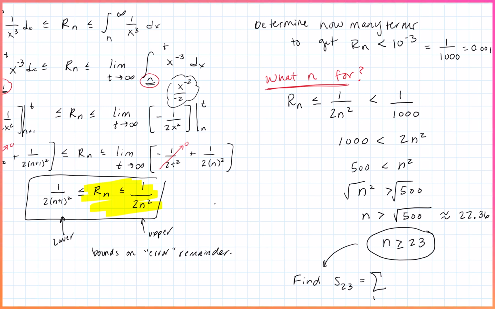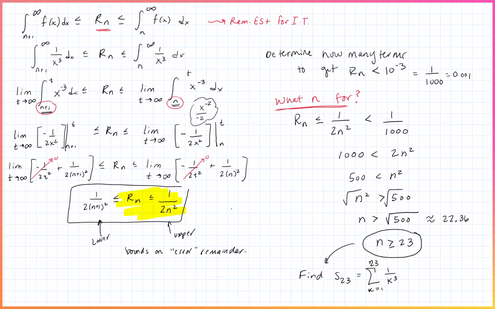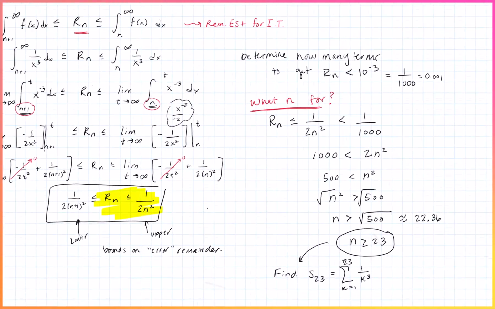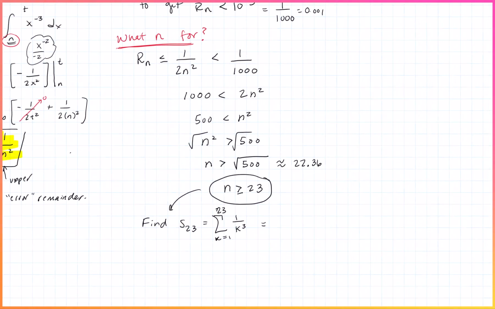Remember what S sub 23 is. That would be the sum from k equals 1 to 23 of, looking back at what series we were looking at, 1 over k cubed. Find that, which is going to be 1 plus 1 over 2 cubed plus 1 over 3 cubed, add that all the way up to 1 over 23 cubed. And the difference between S and that sum of the first 23 terms will be less than 1 over 1,000.